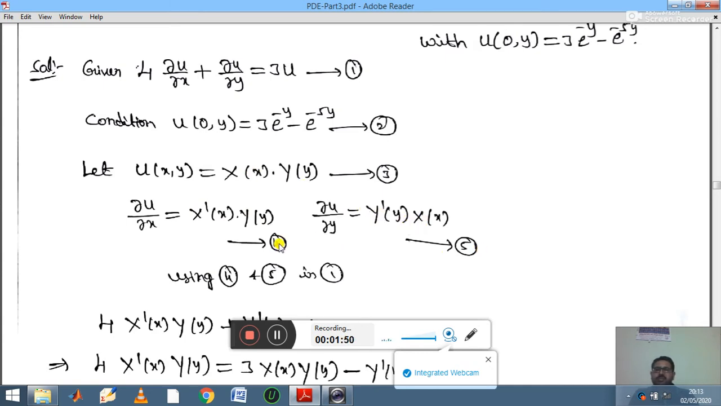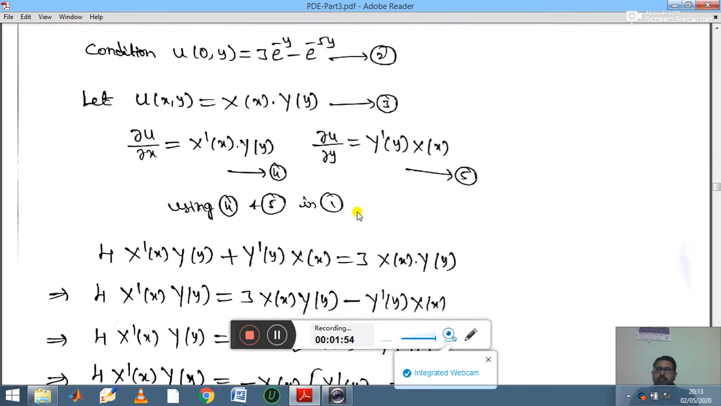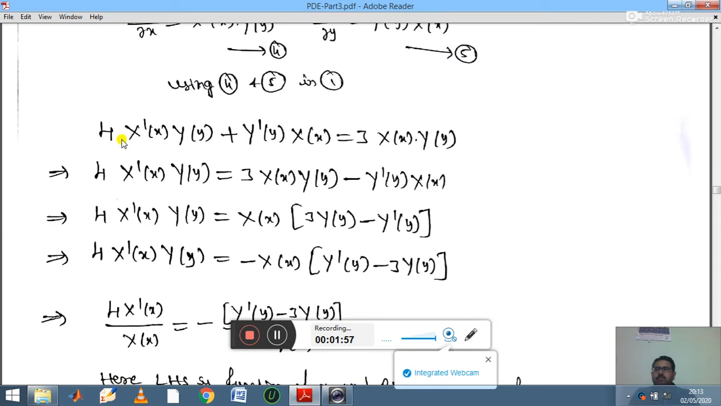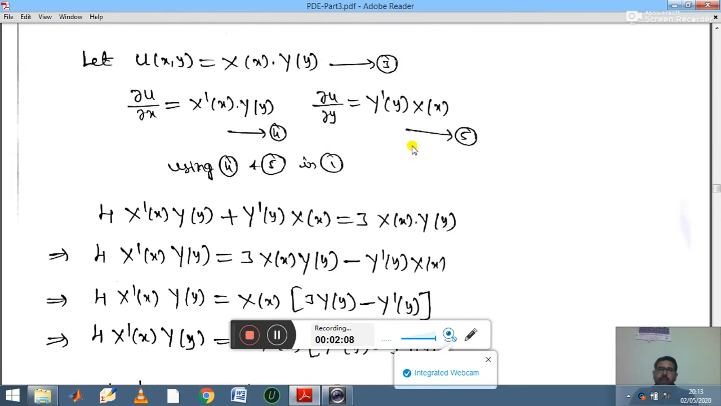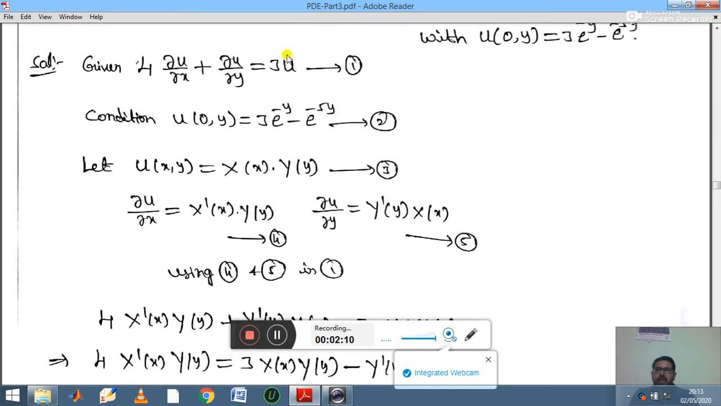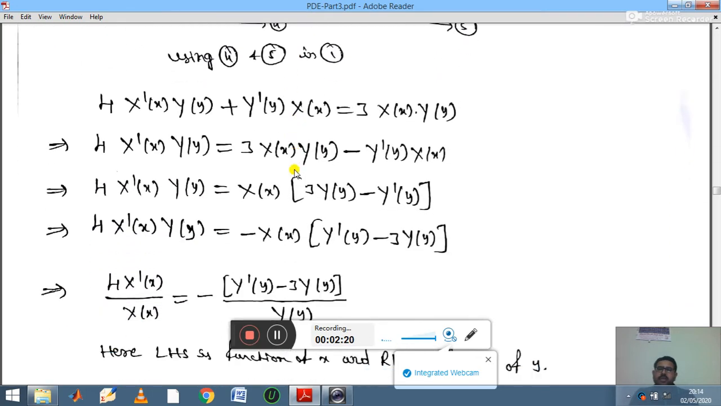So use equations 4 and 5 in equation 1. Therefore your equation 1 becomes 4 X'(x) Y(y) + Y'(y) X(x) = 3 X(x) Y(y). So here you are having 3u. In place of u you are writing equation 3, that is, in place of u write X(x) Y(y). So therefore on the RHS you are getting the expression 3 X(x) Y(y).